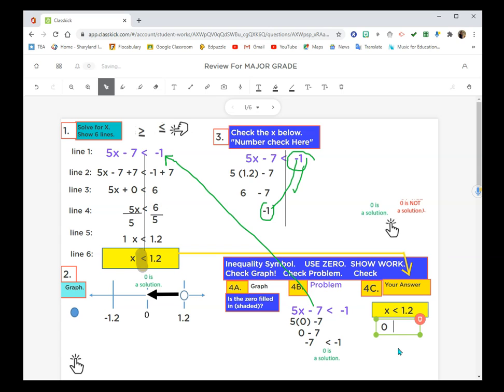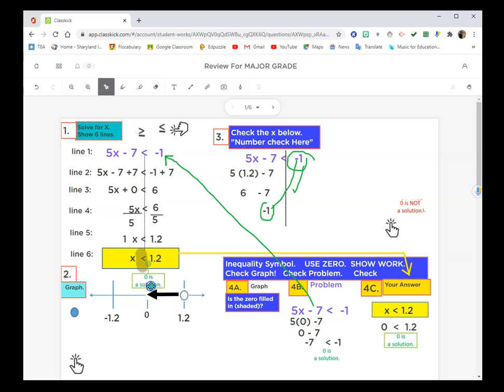I want you to type in 0 in the place of x is less than 1.2. Is this a true statement? Is 0 less than 1.2? Yes. So we're going to put down here 0 is a solution. So that is our check.